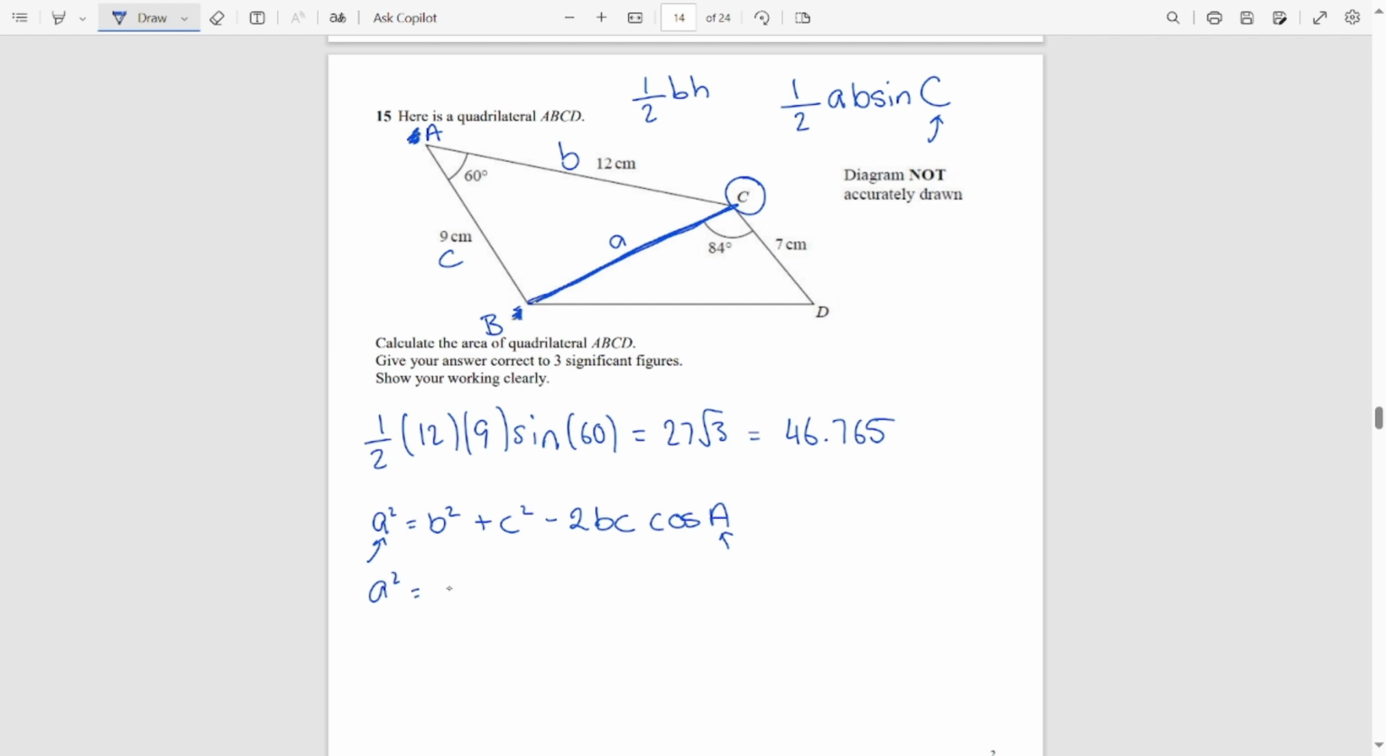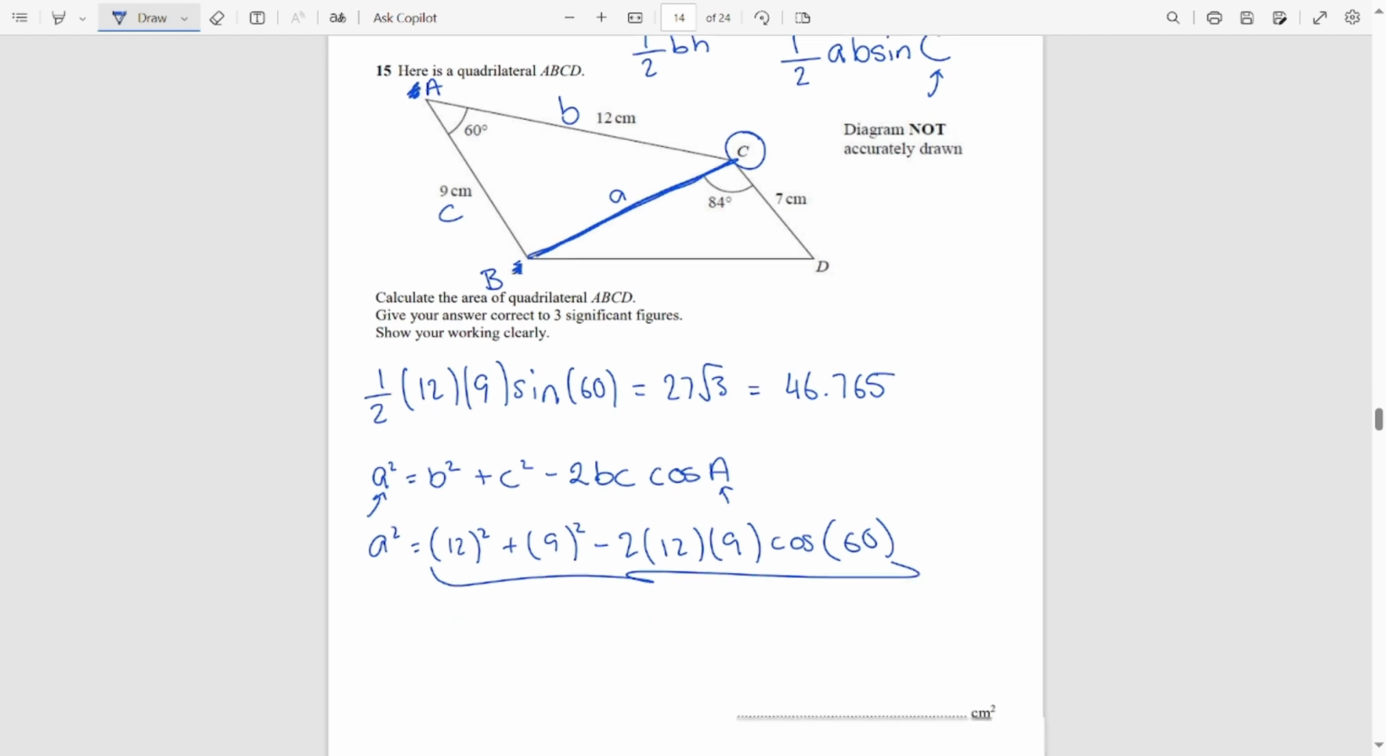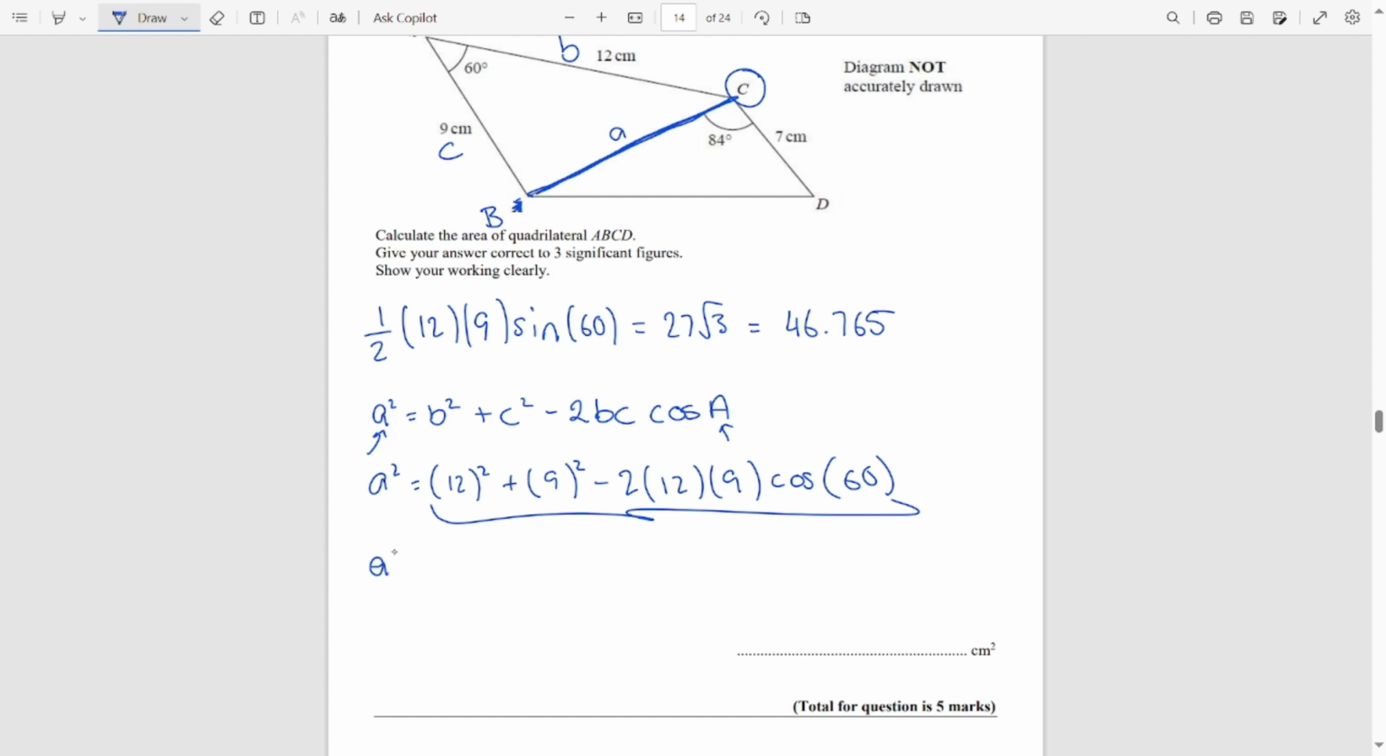So we have a squared is equal to b squared, that's 12 squared, plus 9 squared, minus 2 times 12 times 9 cosine of the angle, which is 60. And then we can just take all of this thing here and type it into the calculator, and you will get 117. Now remember, this is a squared, not a. So now we are going to take the square root of 117, which is 3 root 13, or as a decimal, 10.8167.